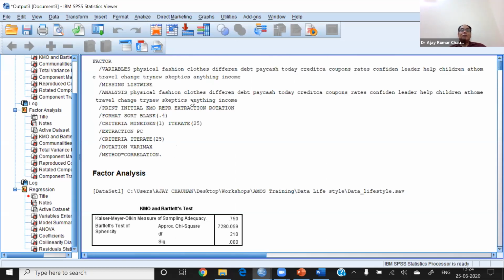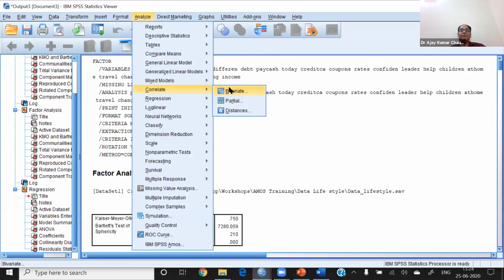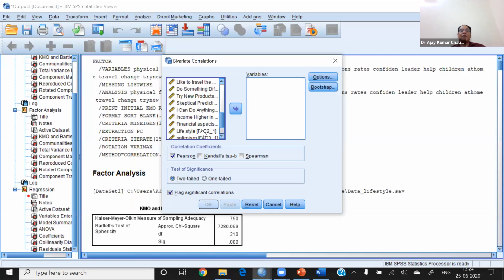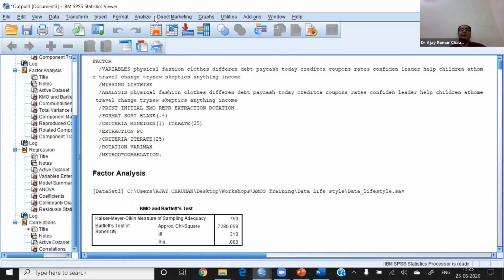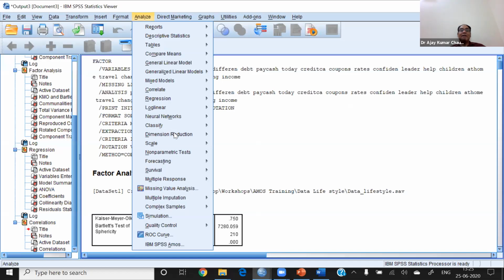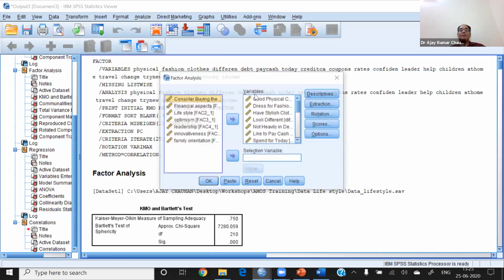And if I show you the correlation between the factors, you can see that all the factors are uncorrelated. Now I'm showing you the factor correlation, and you can see that all factors have correlation 1 with themselves, and 0 correlation with the others. Lifestyle, financial aspect, correlation is 0. So all correlations between the different factors are 0, and this property is known as orthogonal property.